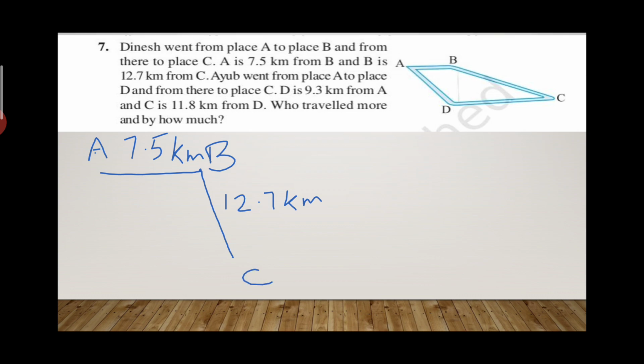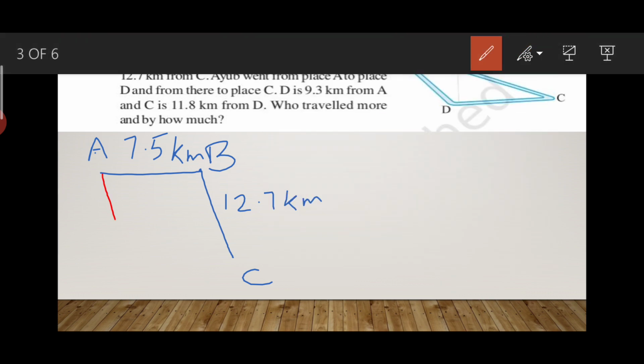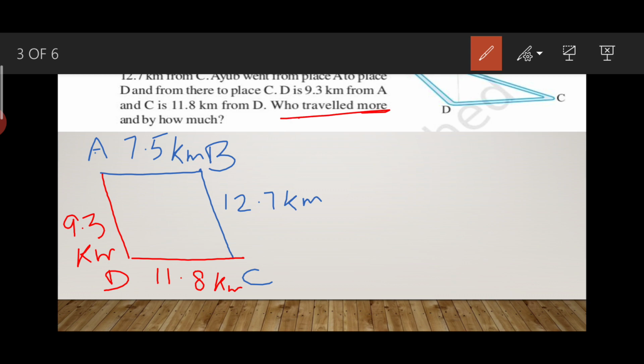Now a second boy, Ayub, went from A to D, and from there to place C. D is 9.3 km from A. This is 9.3 km, and DC is 11.8 km. You have to find who traveled more distance and by how much.